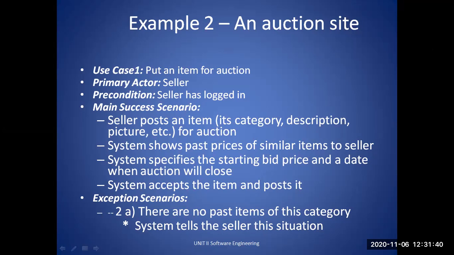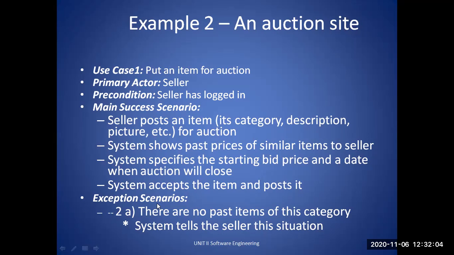Next, the system specifies the starting bid price and the date when the auction is closed. So it will show the price for the particular product which has been posted onto the site, and when the auction will be closed. Then the system will accept the item and post it on the website. Let us say that the website is nothing but one kind of system.